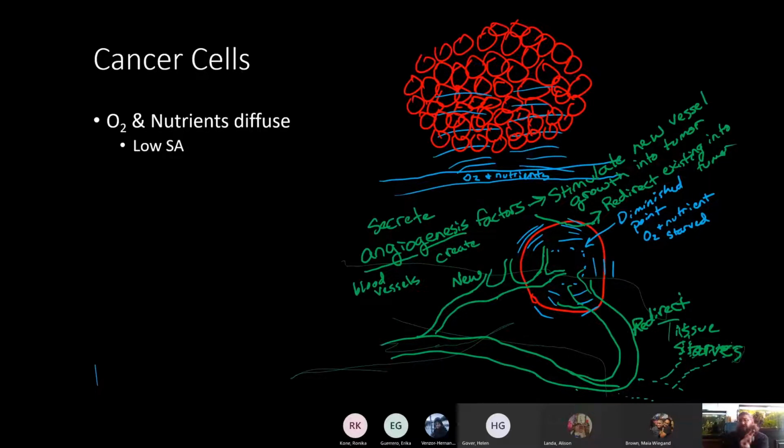And so we solve the problem of diminished returns on diffusion. We solve our diffusion problem. The tumor gets to live. Hooray!